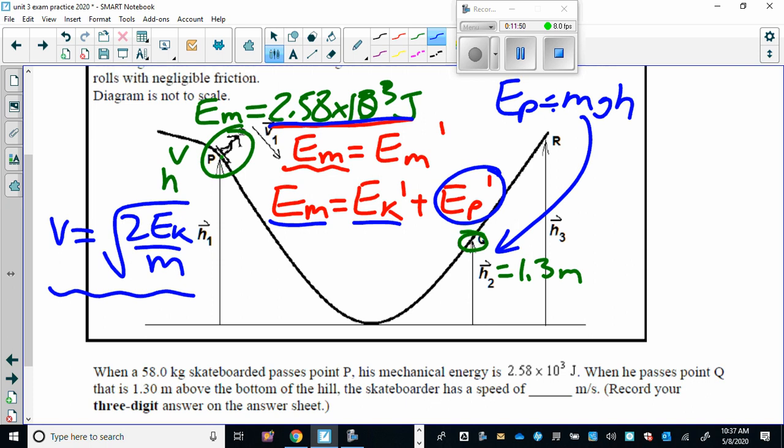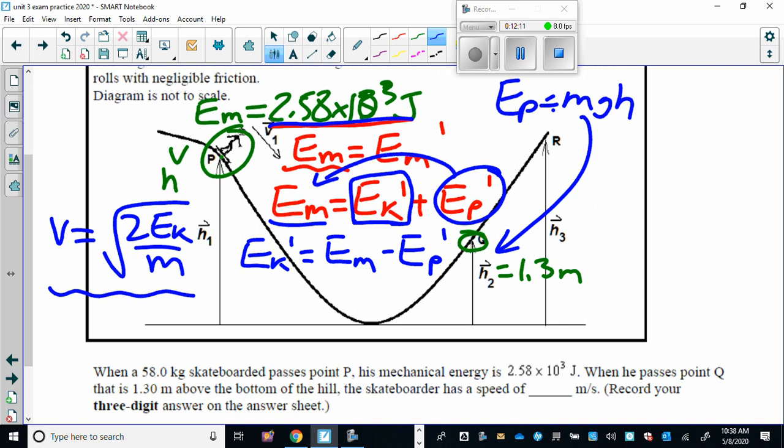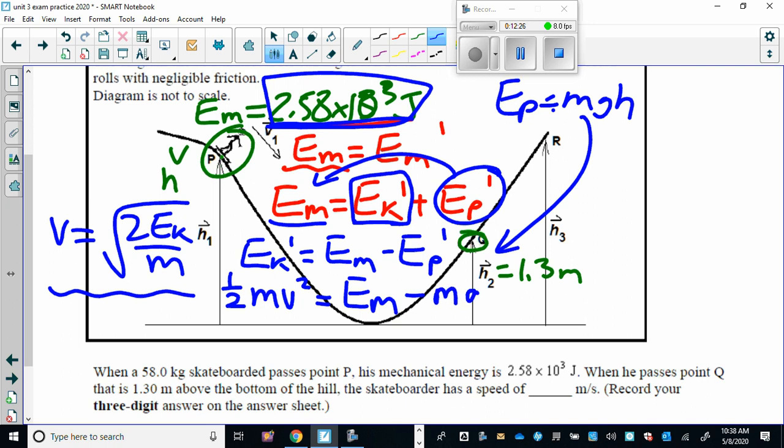If you want to do it in one formula, then we're going to do this, where first of all, let's just get EK by itself. EK prime equals EM minus EP prime. Move that over there. Then we're going to have to expand everything. 1/2 mv squared equals EM, which does not get expanded because we already have a numerical value for EM, minus mgh.